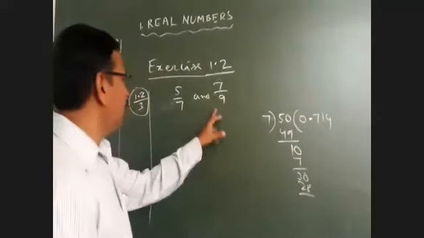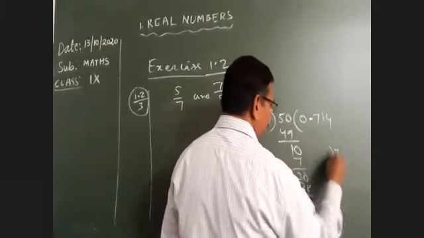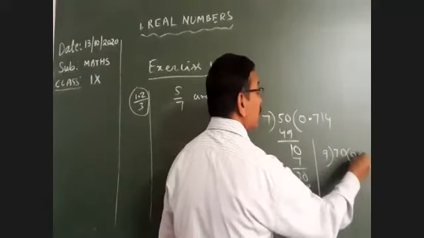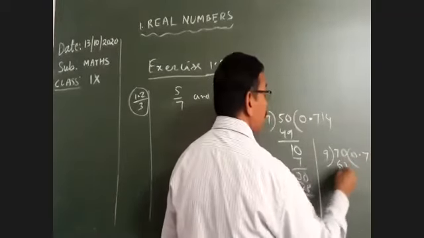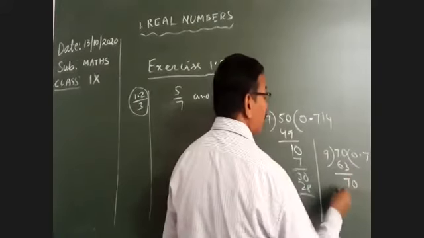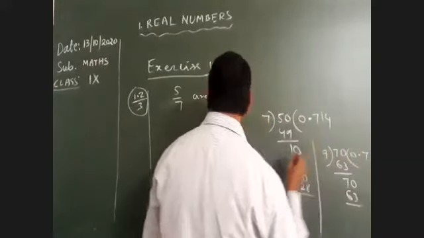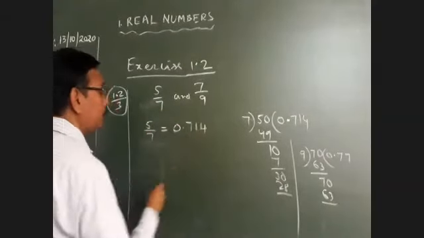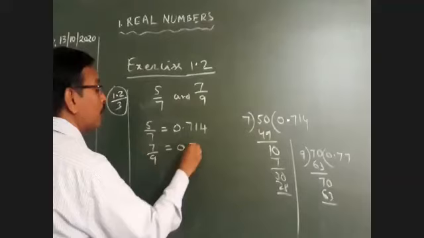Next, again 7 by 9. 7 divided by 9: 0 point, 9 7s are 63, so 7 left, again 0 will come, 9 7s are 63, and it goes on like that. So here we can take 5 by 7 as 0.714 and 7 by 9 as 0.777. Between these two numbers, how many irrational numbers are there?